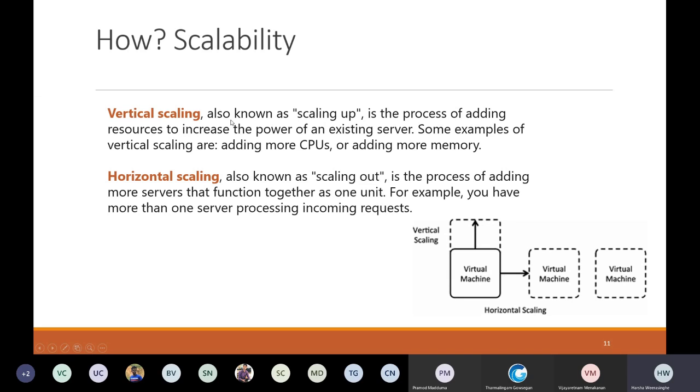So it says vertical scaling, also known as scaling up, is the process of adding resources to increase the power of an existing server. So we have this 64 GB PC. If you create a rule that if I'm exceeding a particular threshold, if the request count is more than 80%, or if the RAM usage is more than 80%, just scale up or do a vertical scaling. It will increase the CPUs and add more memory to this particular machine.